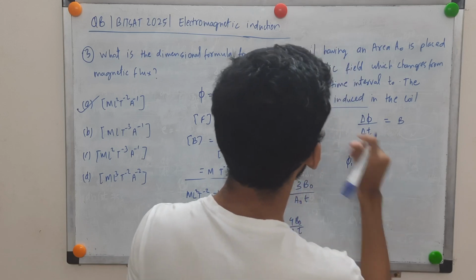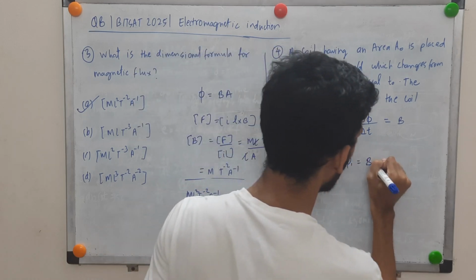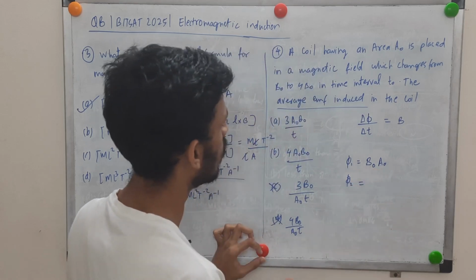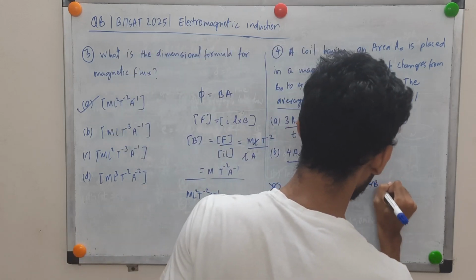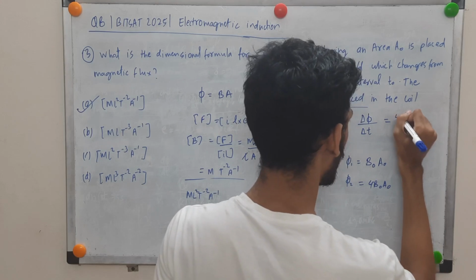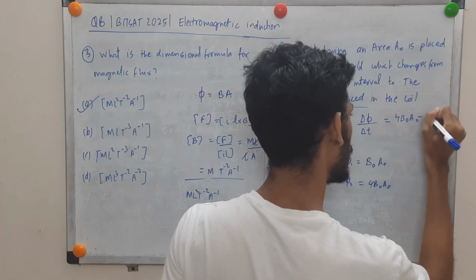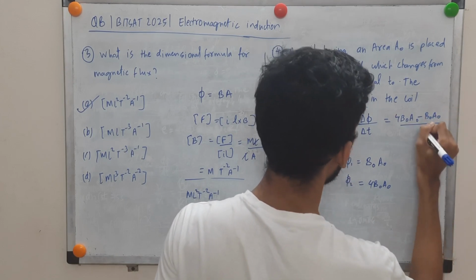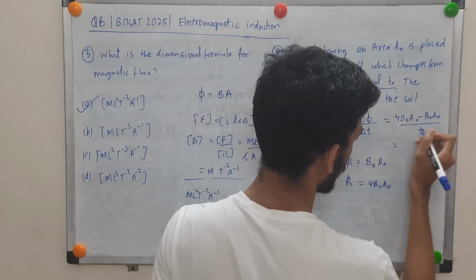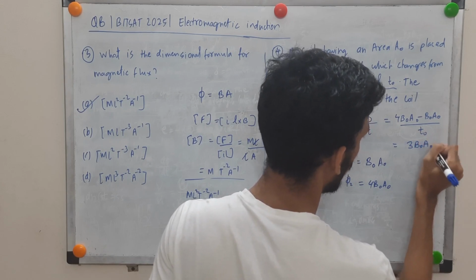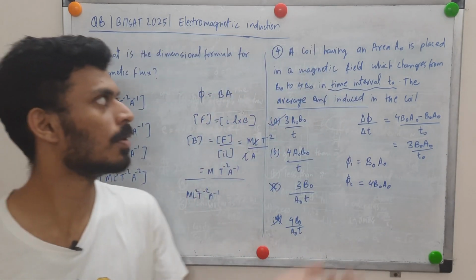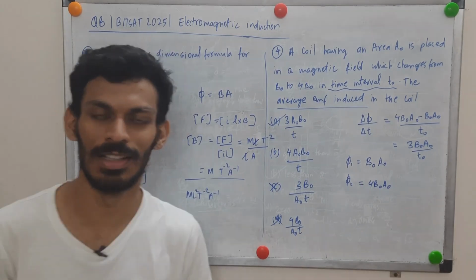Phi 1 in the first case will be B naught A naught, so the area is not changing. And in the second case, the magnetic field becomes 4 times B naught, A naught. So phi 2 minus phi 1 is 4 B naught A naught minus B naught A naught, divided by the time taken, which is T naught, right? This happens in a time interval T naught, and you are supposed to find the average. So 3 B naught A naught by T naught is your answer, which is option A. So that's about these questions. Over to the next one.